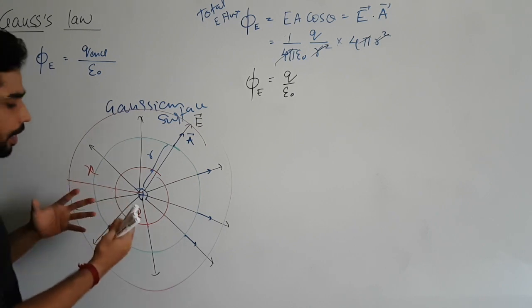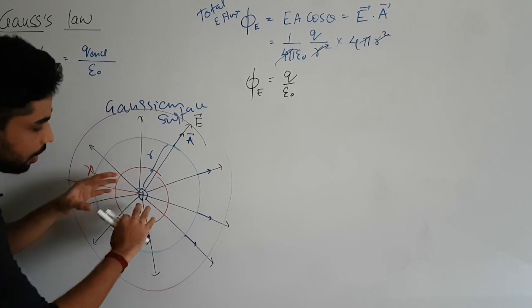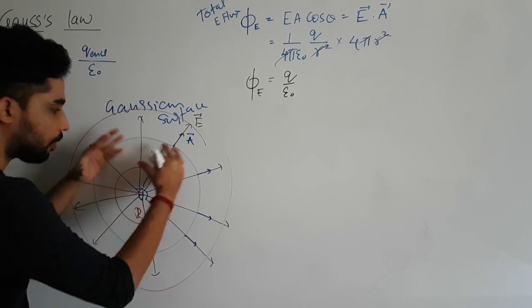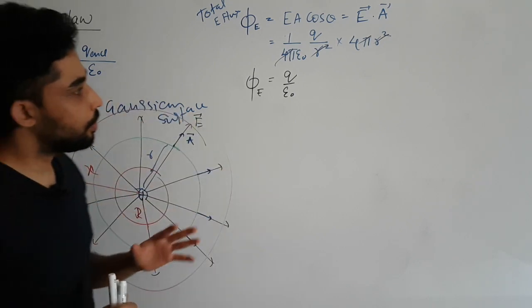That's a straightforward idea: if you have a positive charge, say suppose some 10 field lines are coming, all the 10 field lines will be cutting across this surface, all the 10 will be cutting across this surface, all the 10 will be cutting across this surface. So that's how you get this.